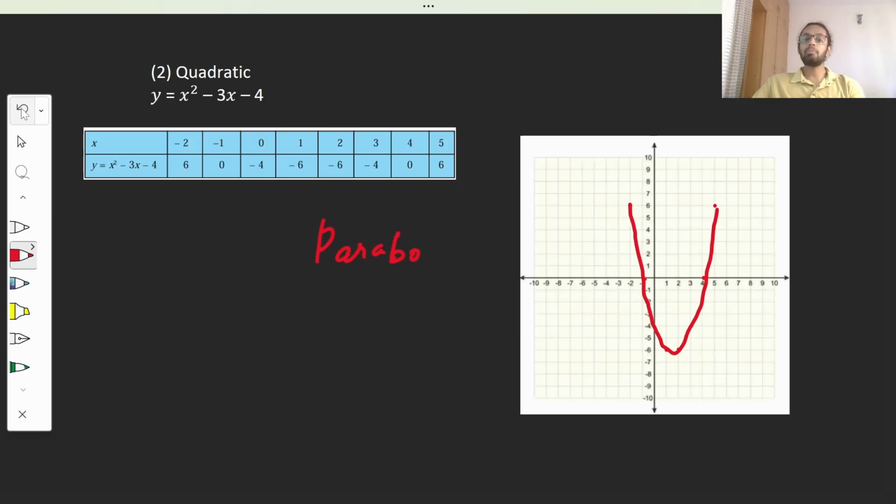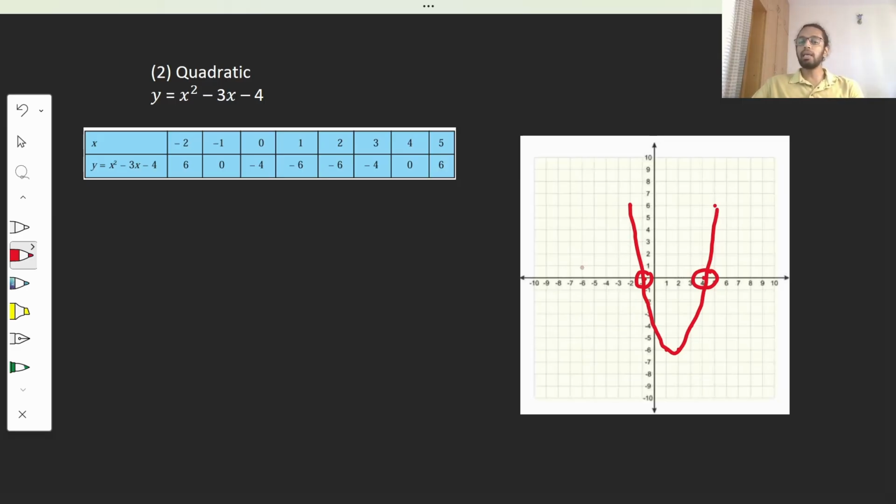Now, it is very important to note here that this parabola cuts the x-axis at two distinct points. That is why we call it a quadratic equation. So the number of places where it crosses the x-axis will give the number of zeros.